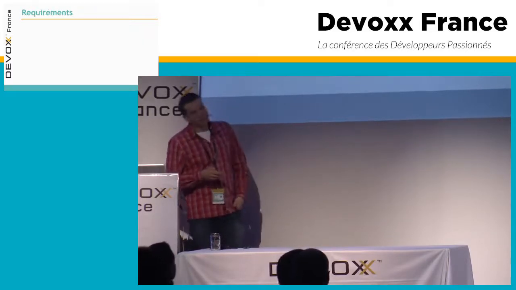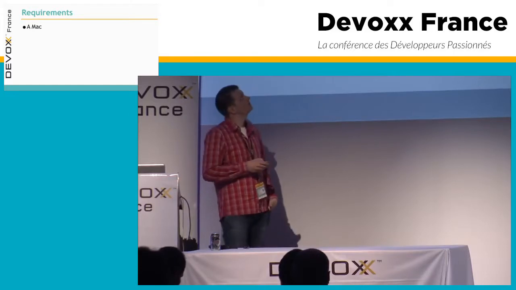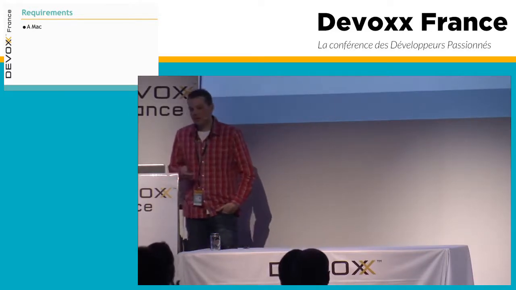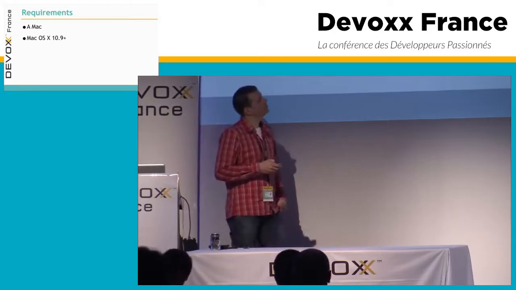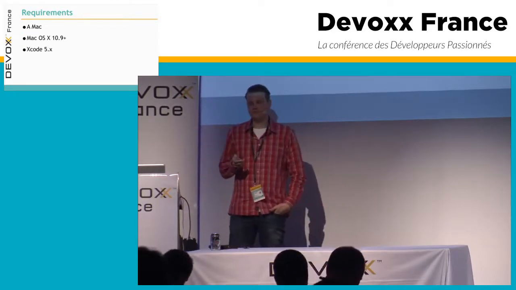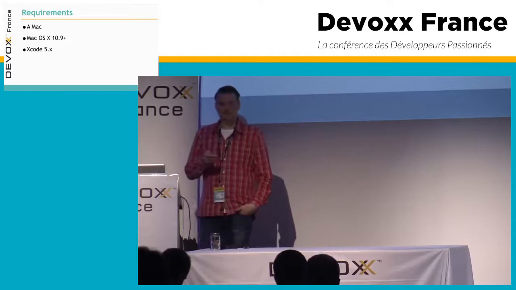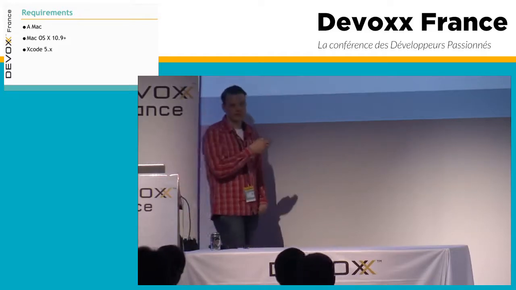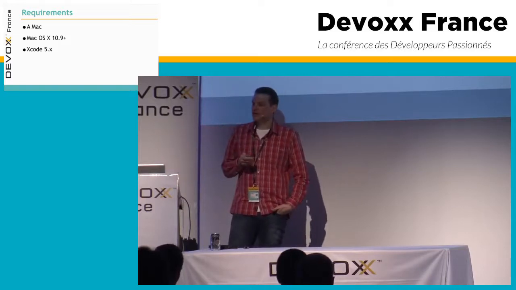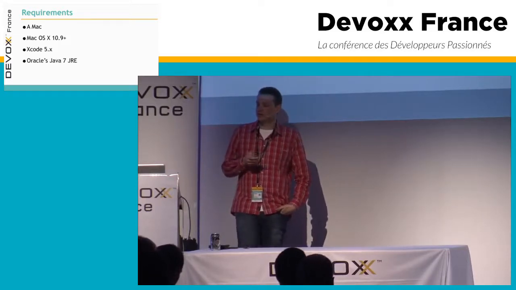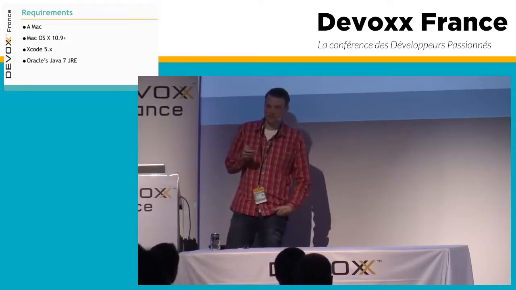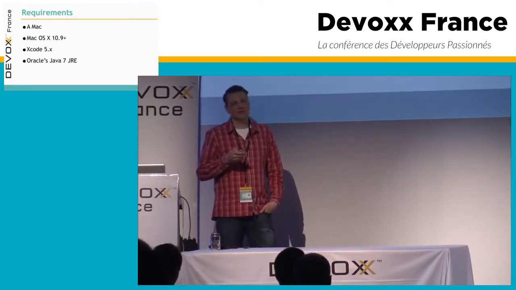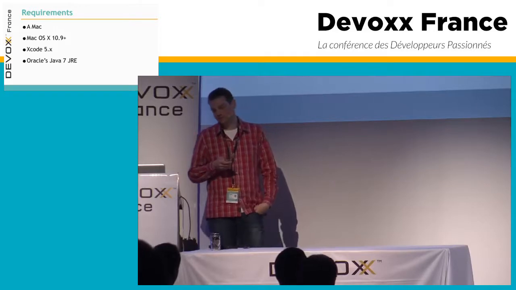So, what do you need to use RoboVM? First of all, you'll need a Mac running OS X 10.9. You'll need Xcode. You're not going to use Xcode, but you'll need it installed. Sometimes you may have to open it. And you'll need Oracle's Java 7 JRE. So you can't use Apple's Java 6 JVM.